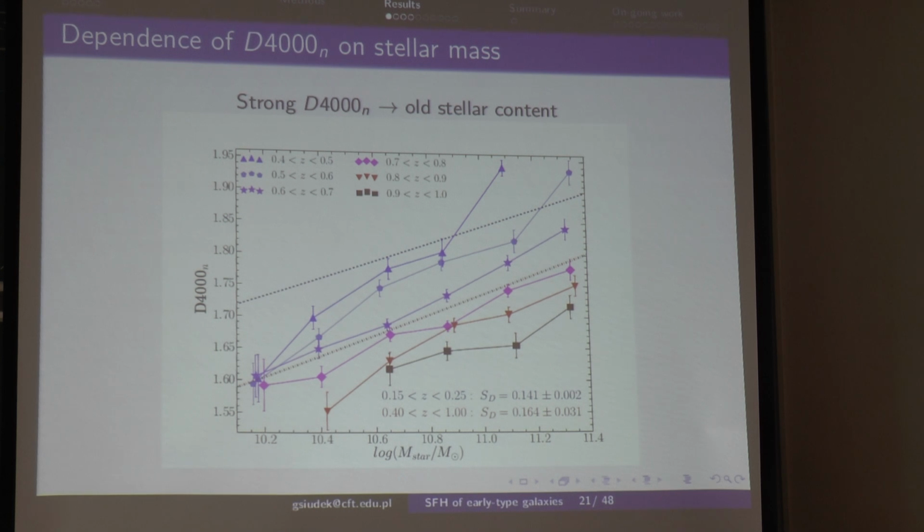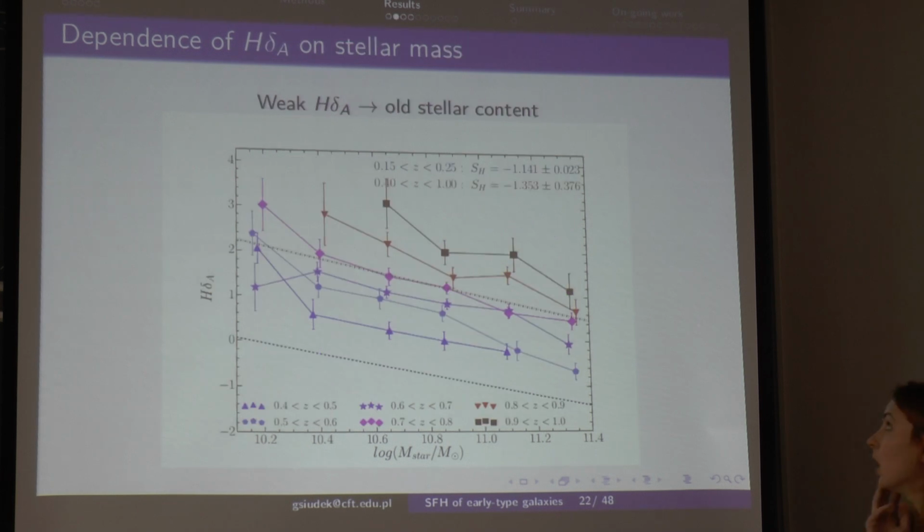So we can see that D4000 is increasing with stellar mass and is decreasing with higher redshift. The H delta index behaves oppositely: H delta decreases with stellar mass and increases with higher redshift.